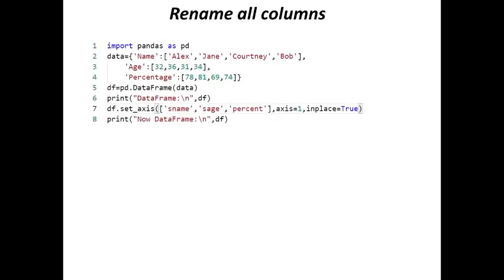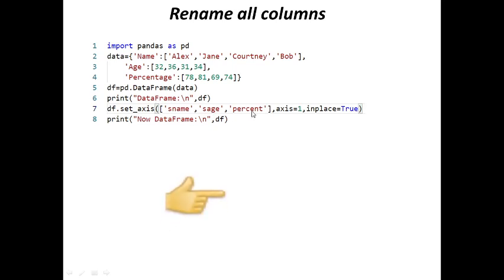Now let's rename all columns. To rename all columns, we use the set underscore axis function. So the first parameter is a list of values. These values specify the new names of all columns. So here we are renaming column names, so we need to write axis equals 1. So this 1 refers to the columns, right? And then we are writing inplace equals True. So this statement will rename all columns with s name, sh and percent.